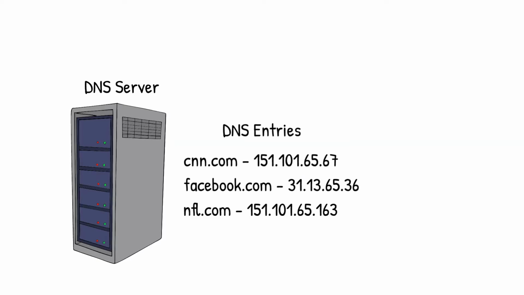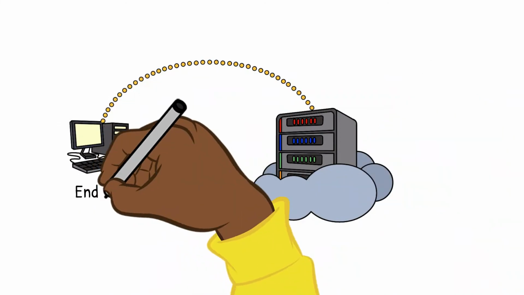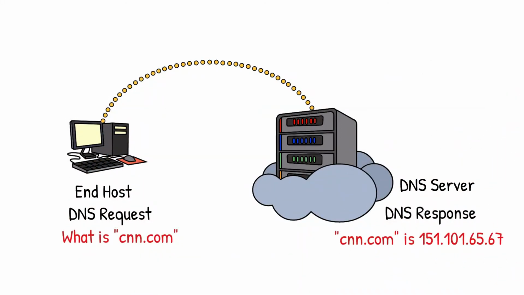Now, once your computer has this information, it stores it in its local DNS cache. This way, it doesn't have to keep reaching out to the server every time it needs to resolve that domain name. Now, communicating with the DNS server is really simple. Your computer, which is the end host, will generate what's known as a DNS request. Inside of the request will be the domain name it wants to resolve.